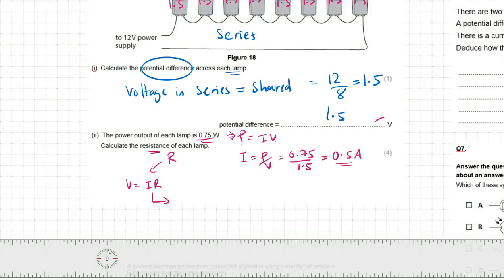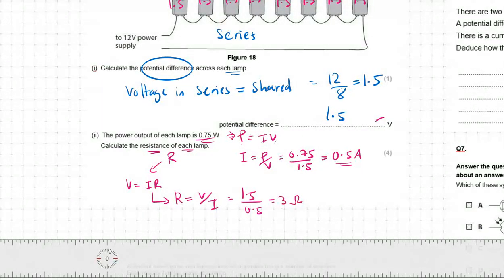And now I take this number and plug it into this value. So I rearrange this equation first to work out R, V over I. How much is V? Each lamp has 1.5, divided by the current 0.5, and this will give me an answer of 3 ohms. This is my answer there for 4 marks. This is the long way. Now let me show you the short way.